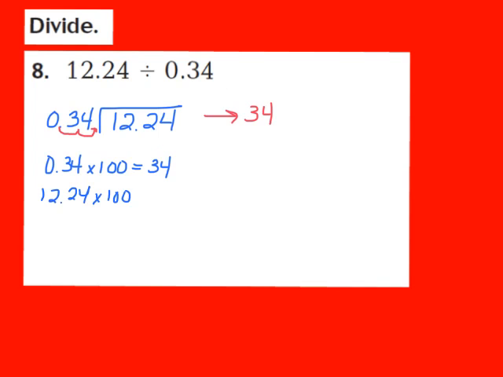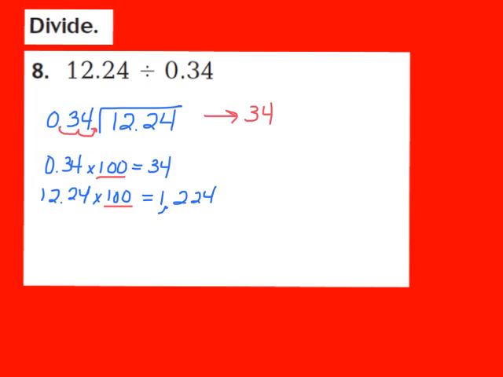Because once again, you have to multiply both the divisor and the dividend by the same power of 10. Now, when I multiply 12 and 24 hundredths by 100, it just means I'm going to move the decimal over once, twice to the right. So 12 and 24 hundredths now becomes 1,224.